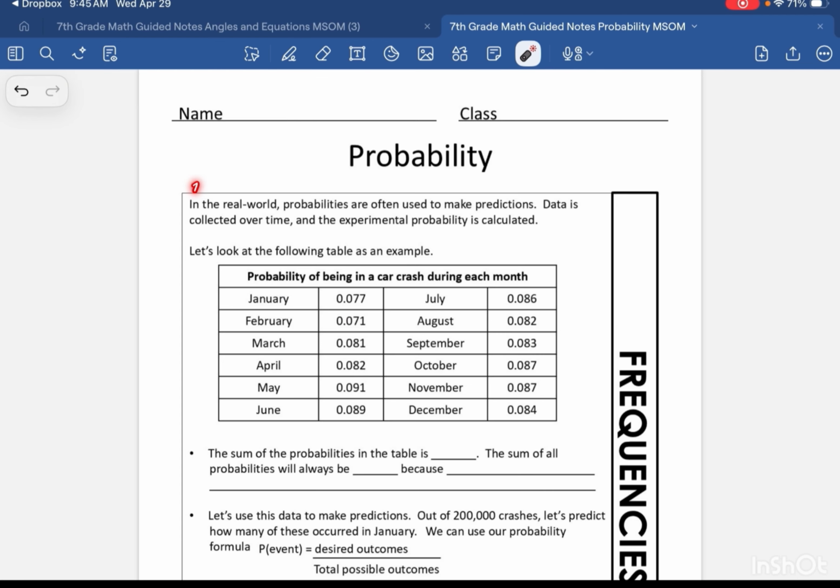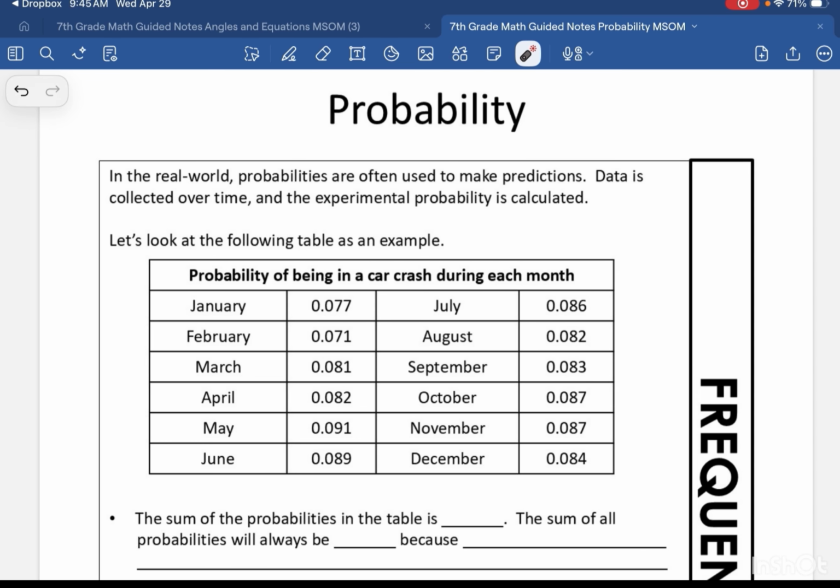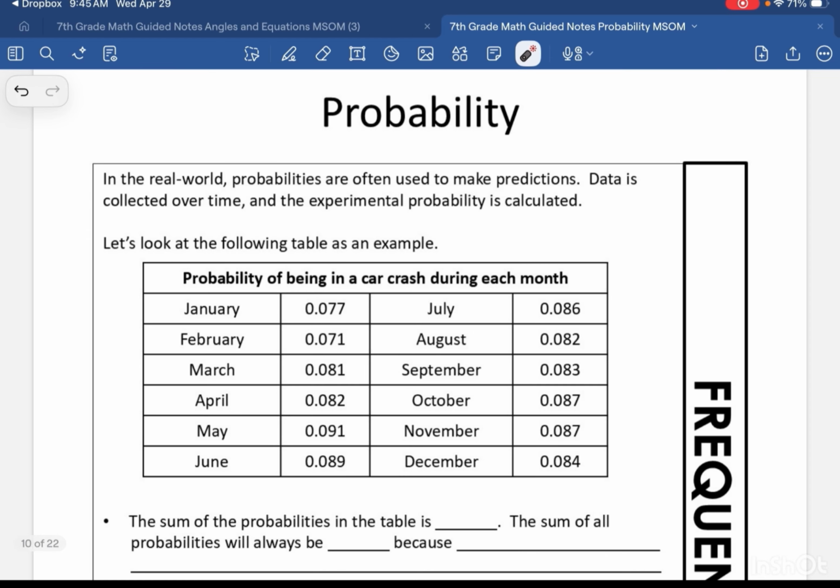In the real world, probabilities are often used to make predictions. Data is collected over time, and the experimental probability is calculated. Let's look at the following table as an example. So this is the probability of being in a car crash during each month. This is something they have already calculated using experimental probability. Okay, so you can see the numbers there.